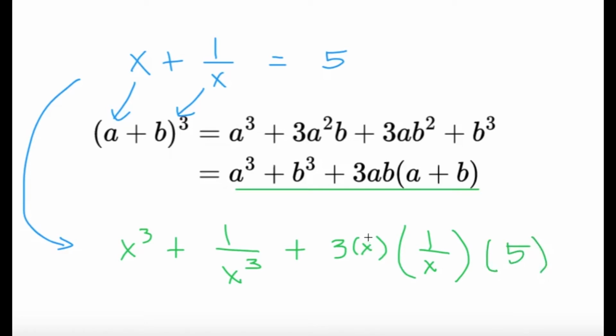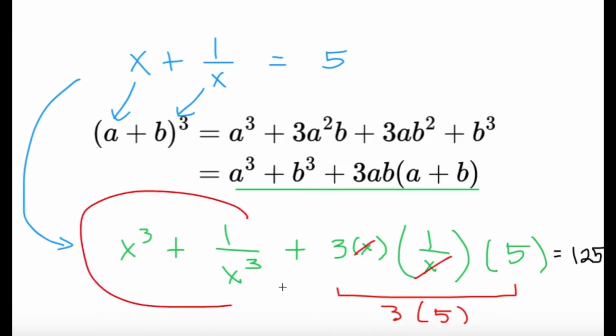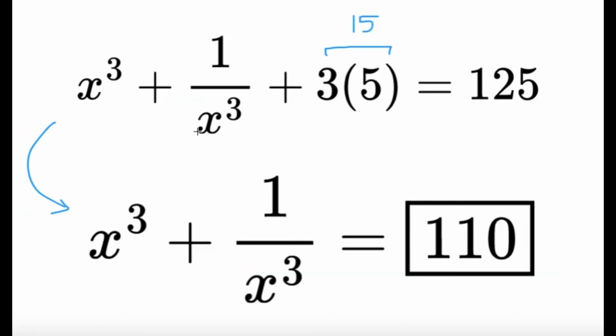And what's nice here is that the left side is equal to x plus 1 over x quantity cubed, so we know this would be equal to 125, which is just 5 cubed. Now what's nice about this is that we can cancel these two. So this part is just 3 times 5. So we can just solve for this thing, because I have x cubed plus 1 over x cubed plus 3 times 5, which is 15, equal to 125. So just simply do 125 minus 15. On the right-hand side, we get that x cubed plus 1 over x cubed is equal to 110. And this will be our final answer.